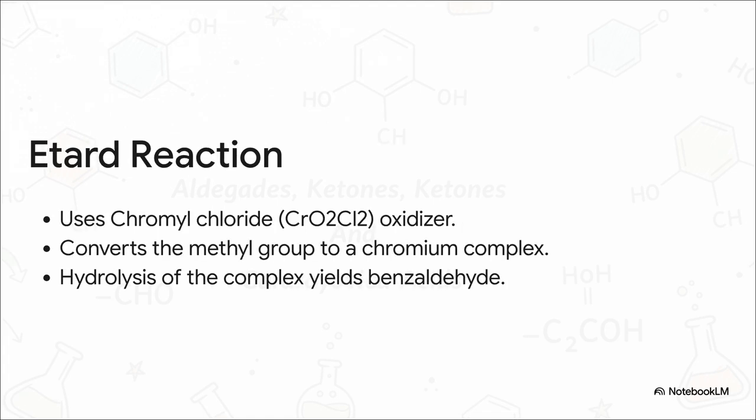Next is the Etard reaction, which is a brilliant method for preparing aromatic aldehydes. We start with toluene, which is just a benzene ring with a methyl group attached. If we used a standard strong oxidizer, it would blast right past the aldehyde stage and turn it into an acid. But chromyl chloride is perfect for this. It oxidizes the methyl group into an intermediate chromium complex, elegantly hitting the brakes on the oxidation process. From there, a simple hydrolysis of that complex yields our final target, benzaldehyde.